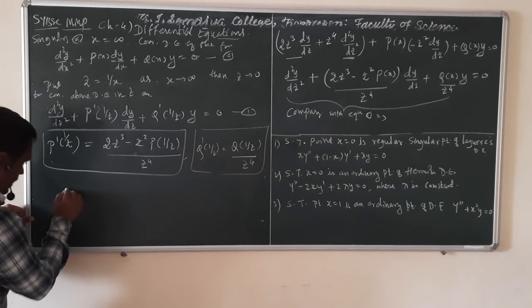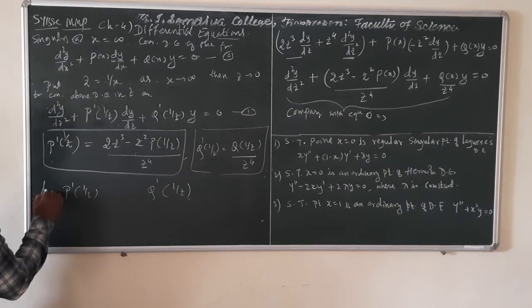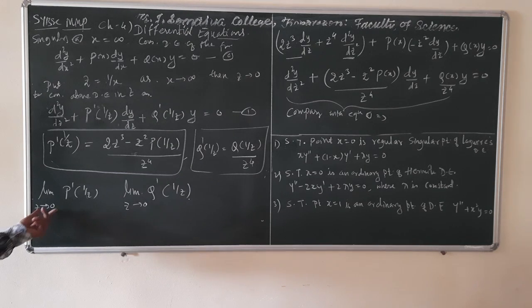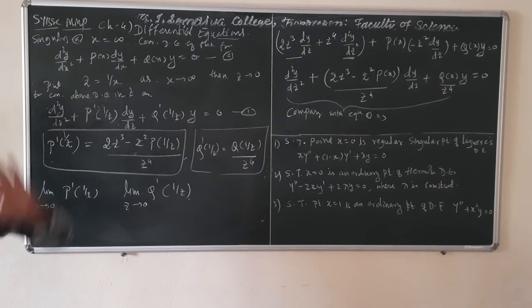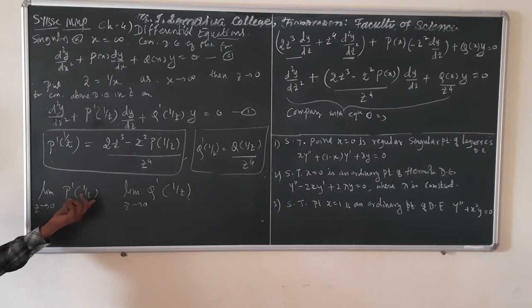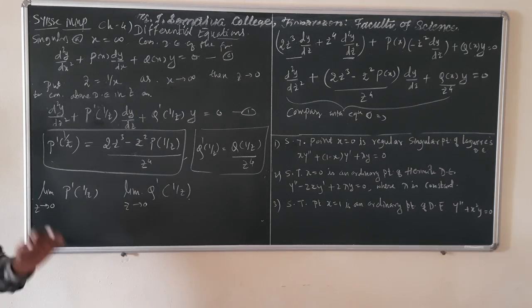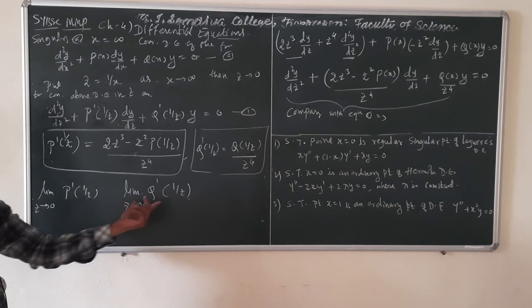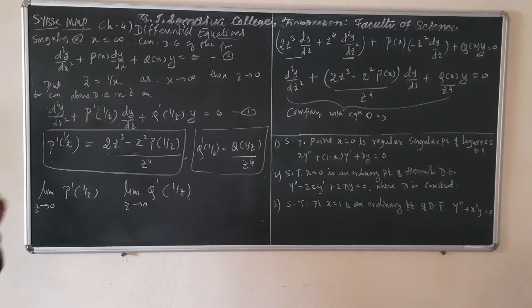How? Now, here you have to take p dash of 1 upon z and q dash of 1 upon z, and take the limit as z tends to 0. Z tends to 0 means what? Z is equal to 1 upon x, so 1 upon infinity, so that is nothing but x tends to infinity. So if both these limits, p dash and q dash, remain finite, then x is equal to infinity is an ordinary point, or z is equal to 0 is an ordinary point. And if this limit or both remain infinite, then we can say z is equal to 0, which is nothing but x is equal to infinity, is a singular point.